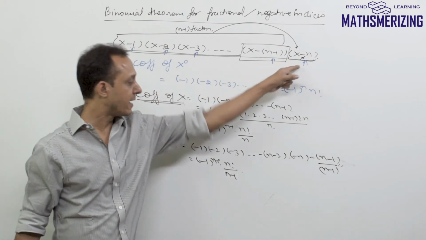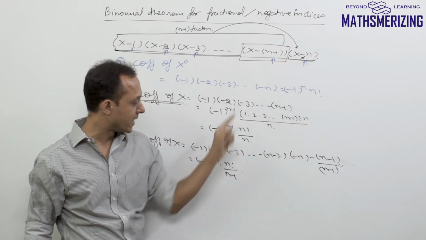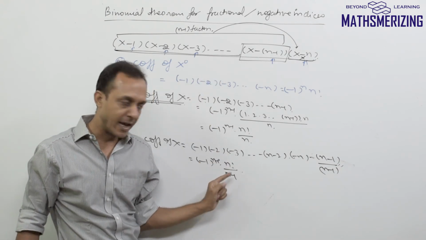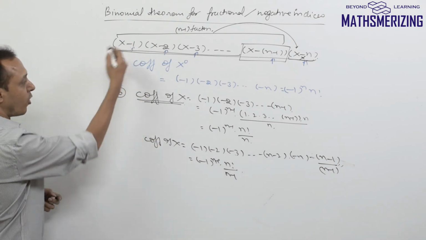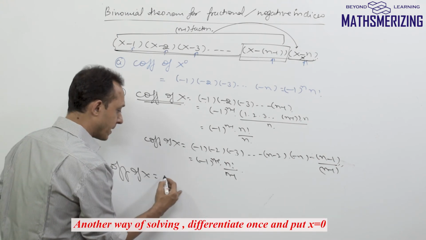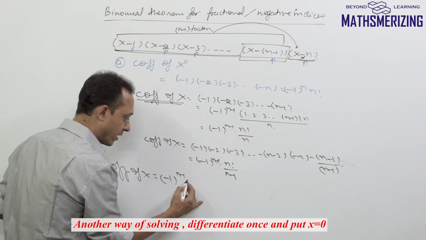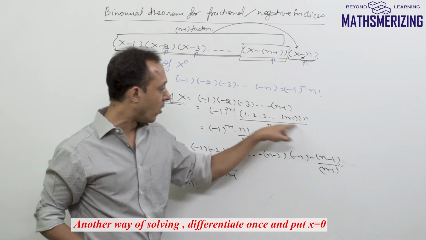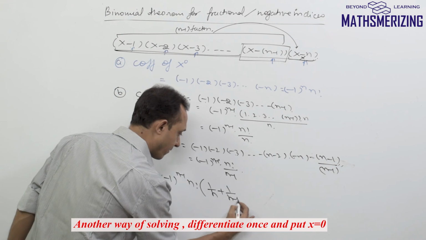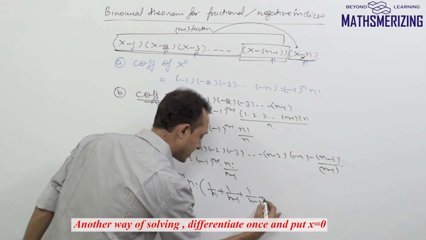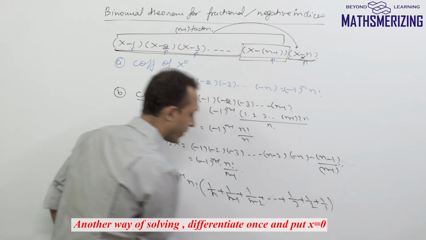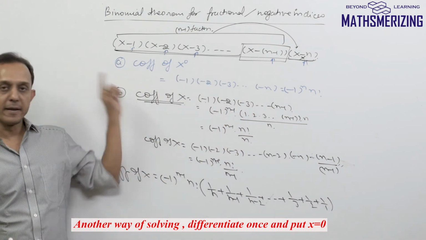So if I leave out n, I get factorial n upon n. If I leave out n minus 1, I'll get factorial n upon n minus 1. If I leave out n minus 2, I'll get factorial n upon n minus 2. So if I do this for all the factors, I can simply write the coefficient of x in this case as minus 1 to the power n minus 1 into factorial n, which appears in all the products. And then the first one is 1 by n, then 1 upon n minus 1, 1 upon n minus 2, and it will continue up to 1 upon 3 plus 1 upon 2 plus 1 upon 1. So that is the coefficient of x in this expression.